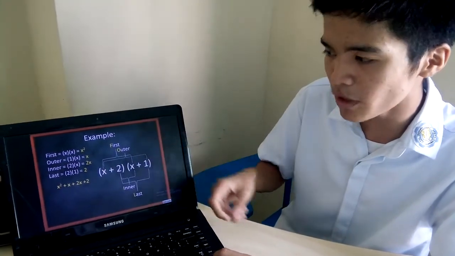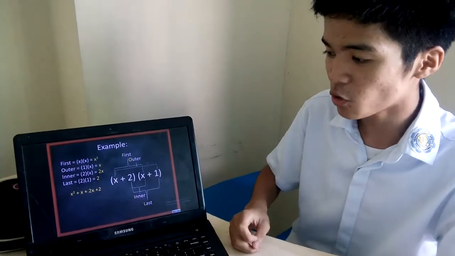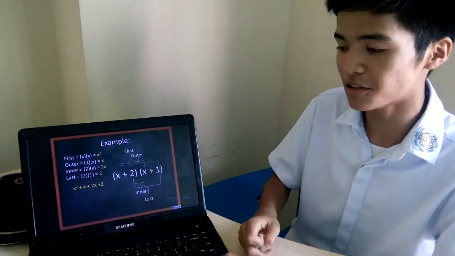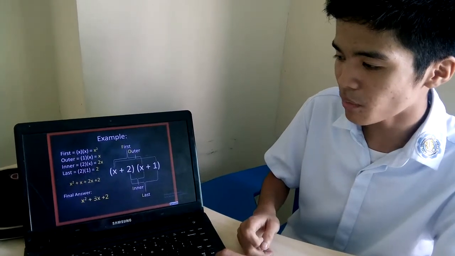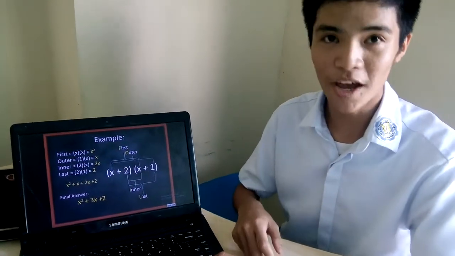You will notice the outer terms and inner terms are similar, so you can add them. So as a final answer, we will have x squared plus 3x plus 2. That's all. I hope you learned.